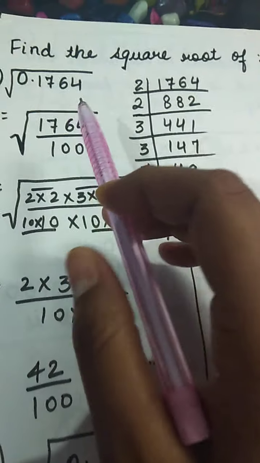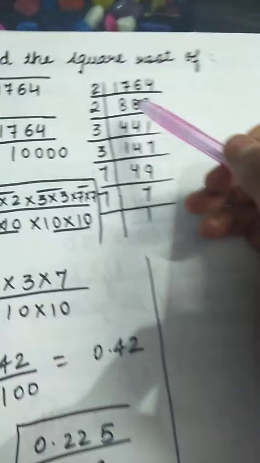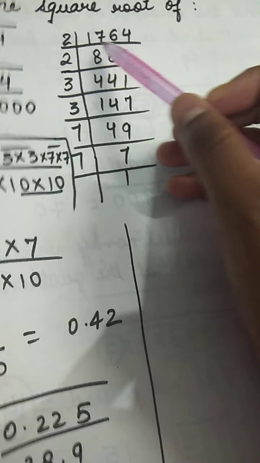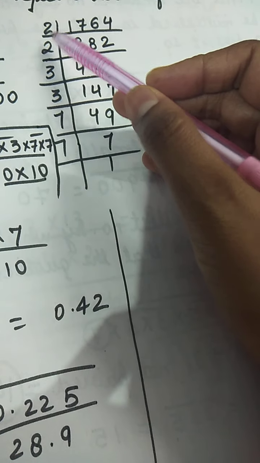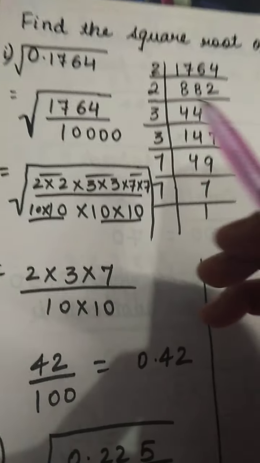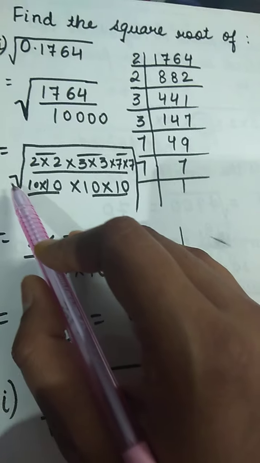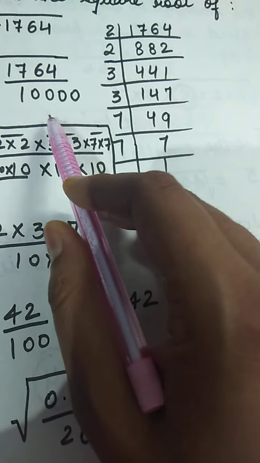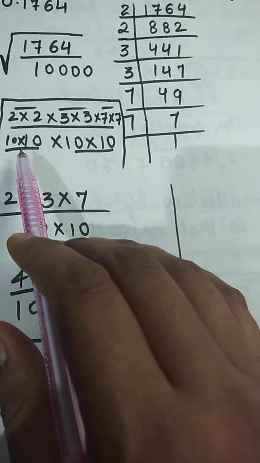Our first question says to find the square root of 0.1764. First we will find the prime factors of 1764, which is 2 multiplied by 2 into 3 into 3 into 7 into 7. So we have written this in pairs under the radical sign, and we will also break 10,000 in multiples of 10. We will write it as 10 into 10 into 10 into 10.